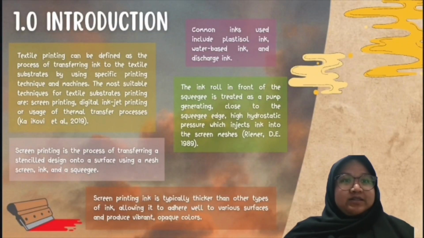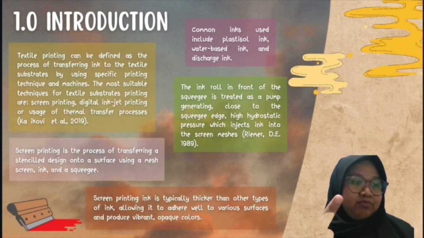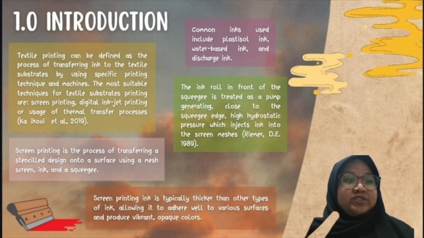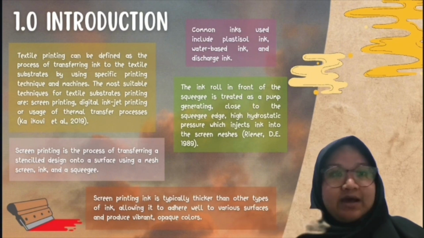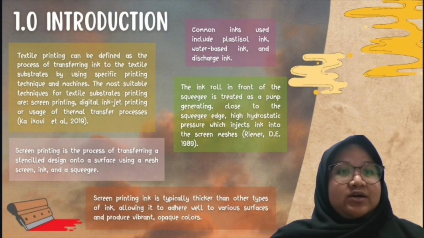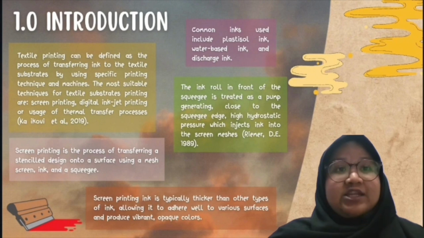So firstly, textile printing can be defined as the process of transferring ink to the textile substrate by using specific printing techniques and machines. The most suitable techniques for textile substrate printing are screen printing, digital inkjet printing, or the use of thermal transfer process. So these three are types of printing techniques that are commonly used in the industry. Our project will be focusing on screen printing, which is a process of transferring a stencil design onto a surface using a mesh, screen, ink, and a squeegee.